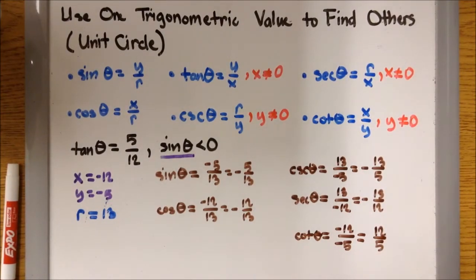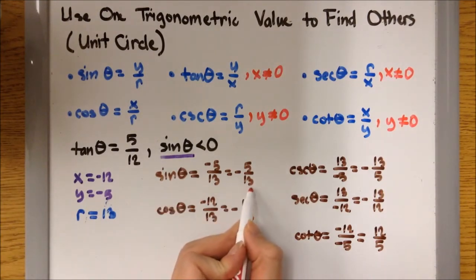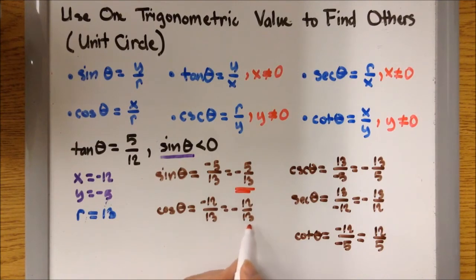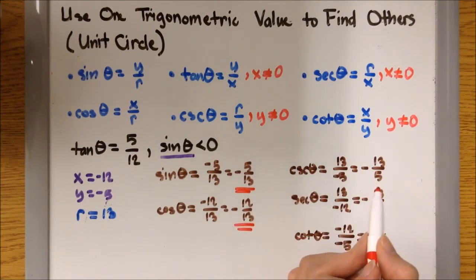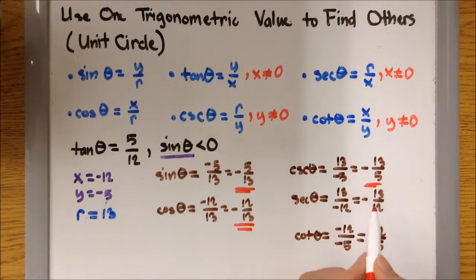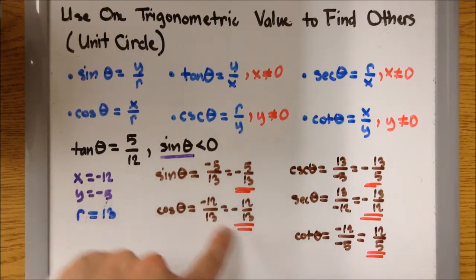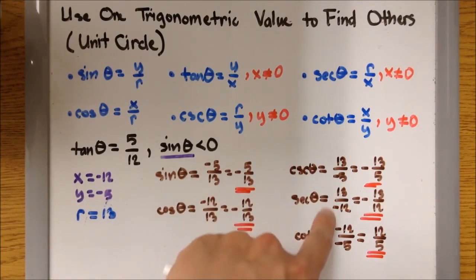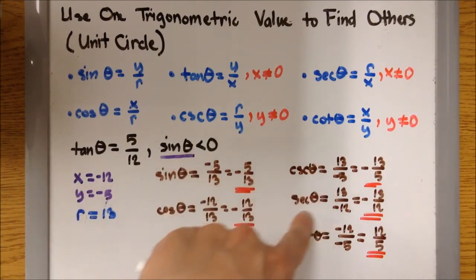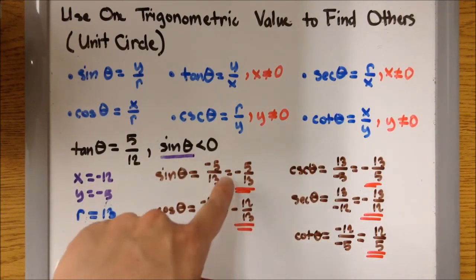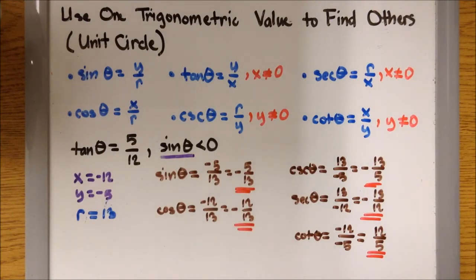So we have our other trig values. Sine is negative 5 over 13, cosine is negative 12 over 13, cosecant is negative 13 over 5, secant is negative 13 over 12, and then cotangent is positive 12 over 5. Now keep in mind that even though at the beginning we had a negative in the numerator and in the denominator, since it's negative in one place in each of these trig values, I moved the negative to the front of the fraction. So be mindful of that.